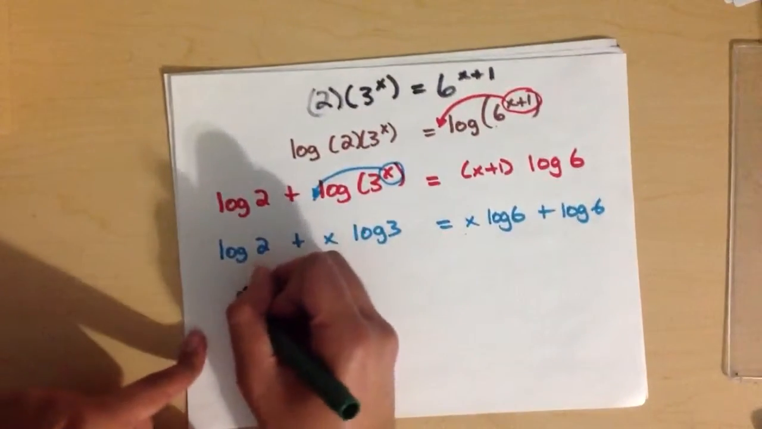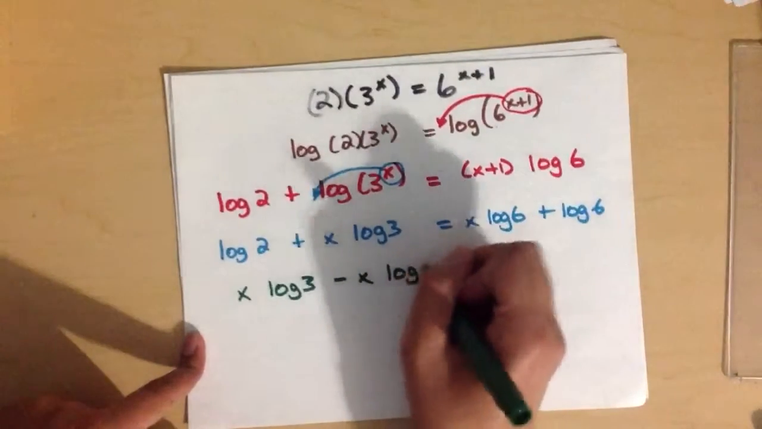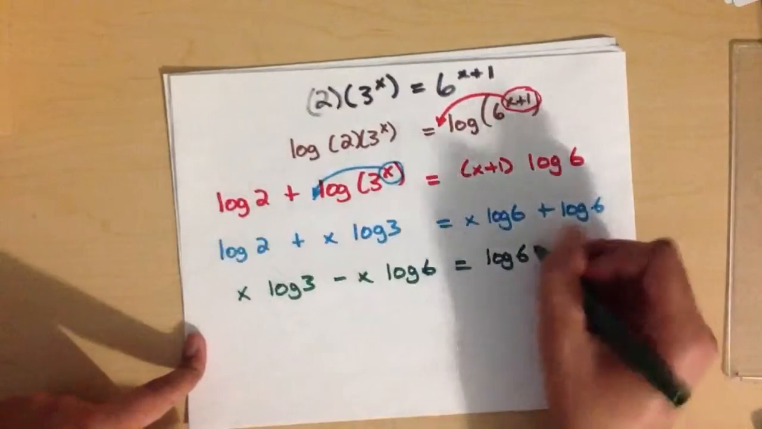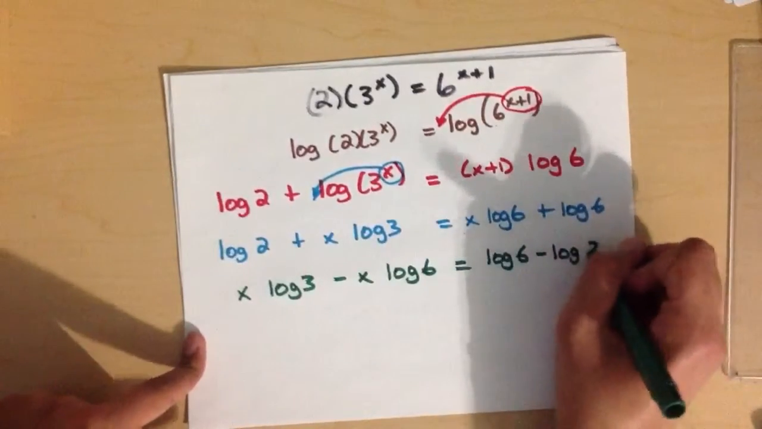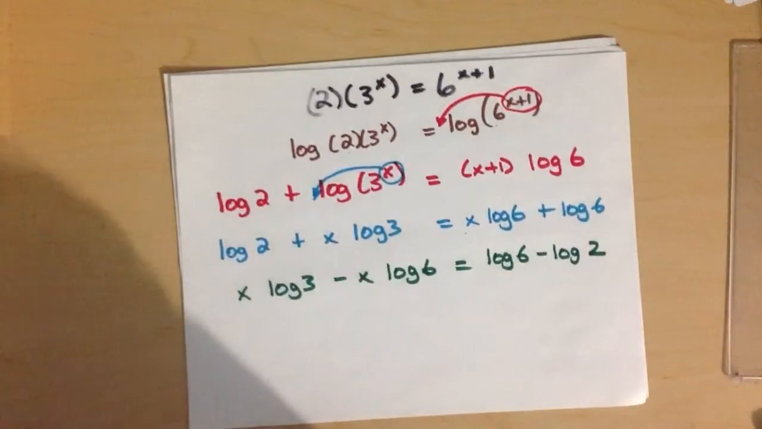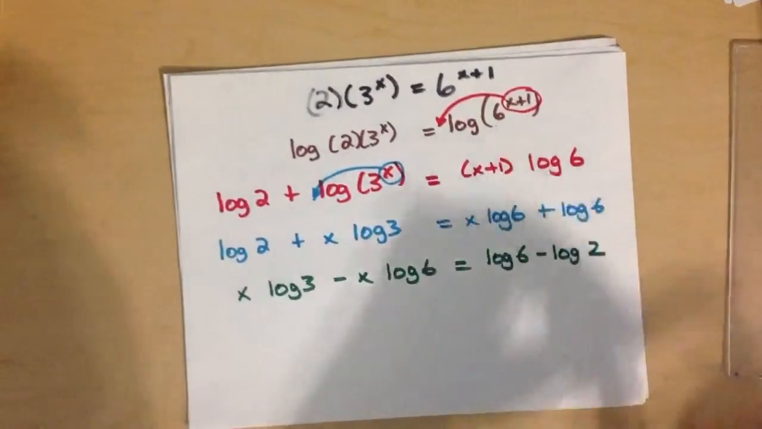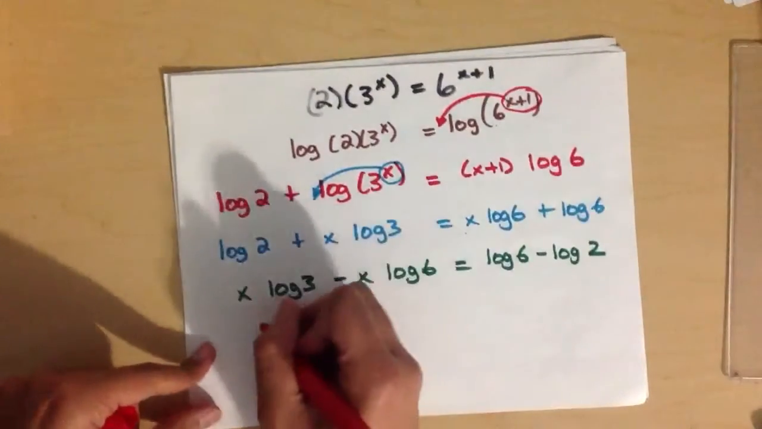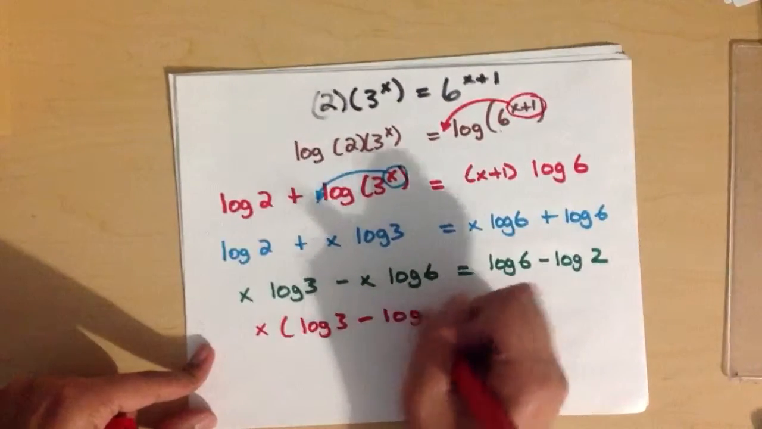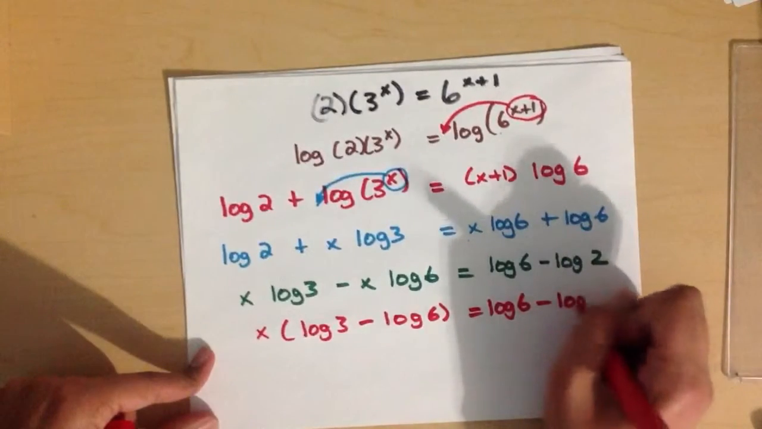So it's going to be equal to x log 3 minus x log 6 is going to be equal to log 6. And we're going to take this log of 2, put it on this side, so it's going to be minus log of 2. So now what we can do, we can factor an x out of both of these, and that's what's going to allow us to solve for x eventually, right? So what we're going to do now, we're going to take out an x. So it's going to be x(log 3 minus log 6) equals log 6 minus the log 2.